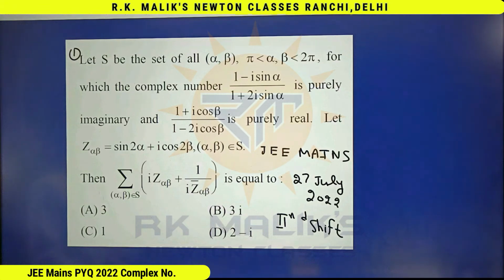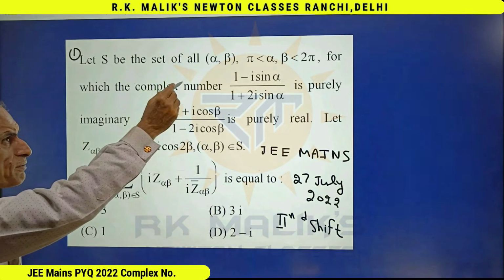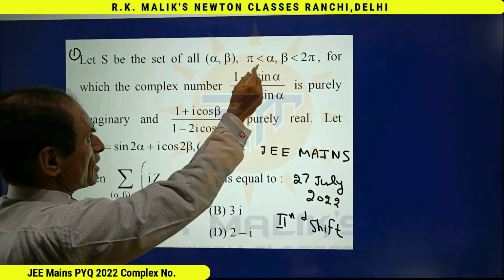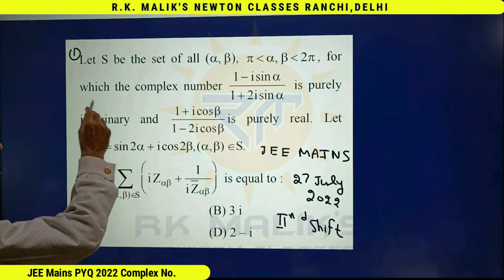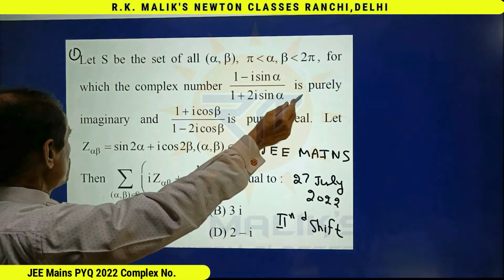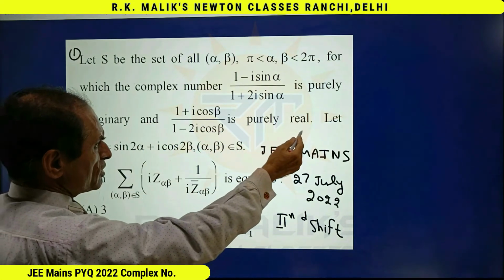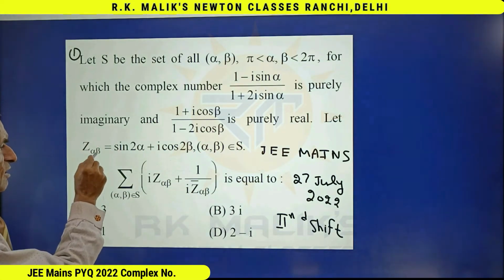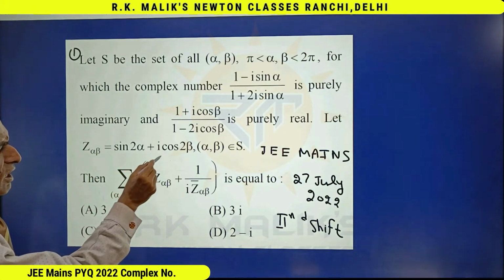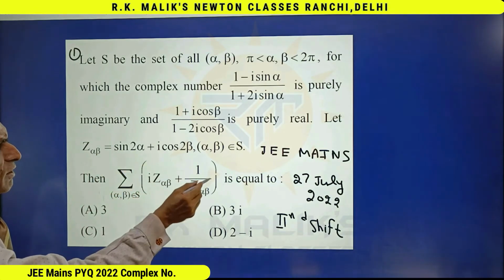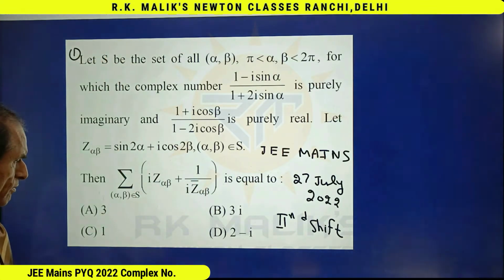In this question, it is given that let S be the set of all (alpha, beta) where alpha and beta lie between pi and 2 pi, for which the complex number is purely imaginary and the complex number is purely real. Let us define z(alpha, beta) as equal to sin 2 alpha plus i cos 2 beta, where alpha and beta belong to the set S as defined above.